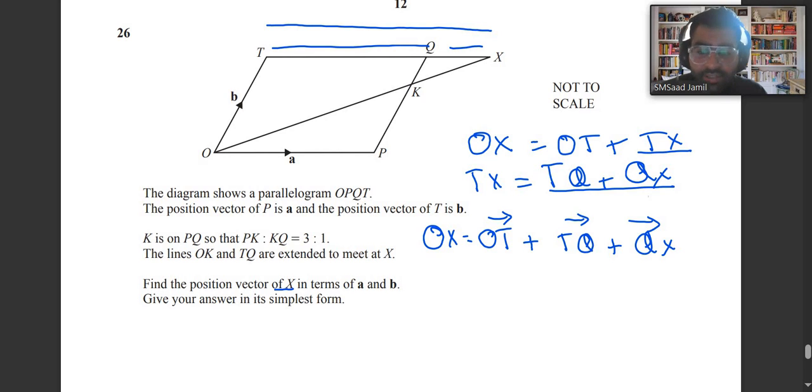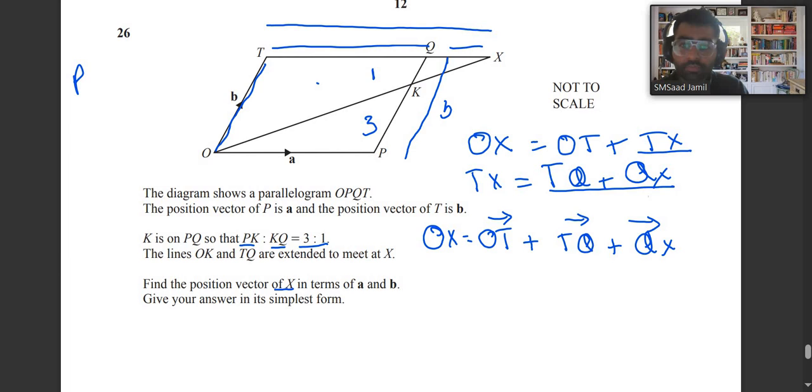Now guys, it says that K is on PQ and the ratio PK to KQ is 3:1. Since OT is b, we also know that PQ is b. This whole thing is b. But PK is 3 parts and KQ is only 1 part. So total parts are 4. So PK is 3/4 b and KQ is 1/4 b.